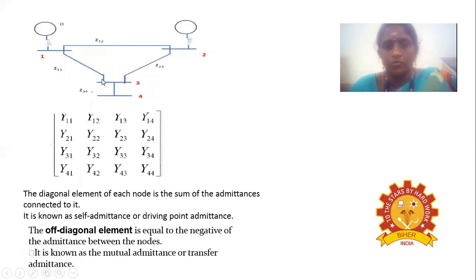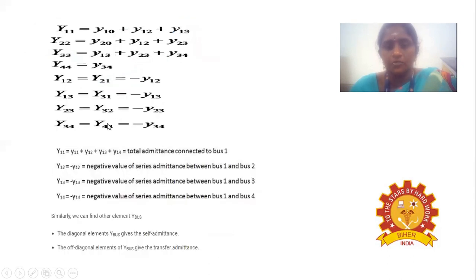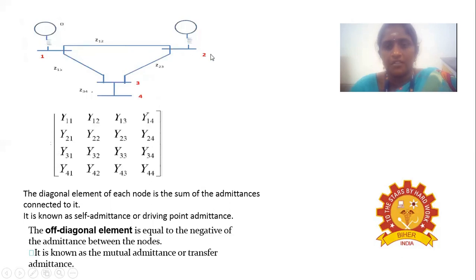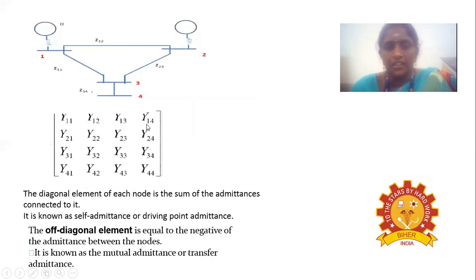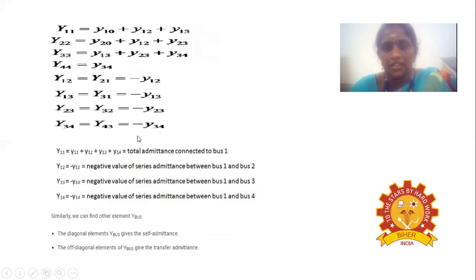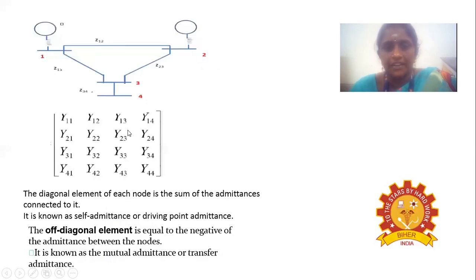Y13 equals Y31, that will be equal to minus Y13. Y23 equals Y32, since the admittance connected between the second bus and third bus is equal to that between the third bus and second bus. Y23 equals Y32, which is minus Y23. Then the admittance between the third and fourth bus, Y34, will be equal to Y43, that is minus Y34. So just now I have explained how to form the Y bus matrix from the given diagram.